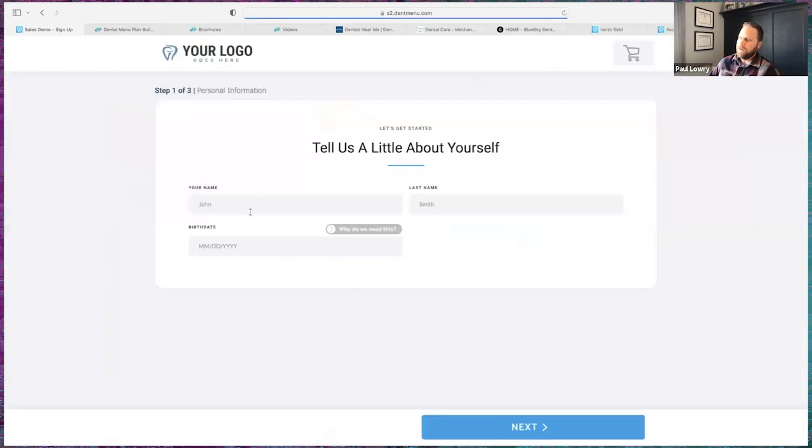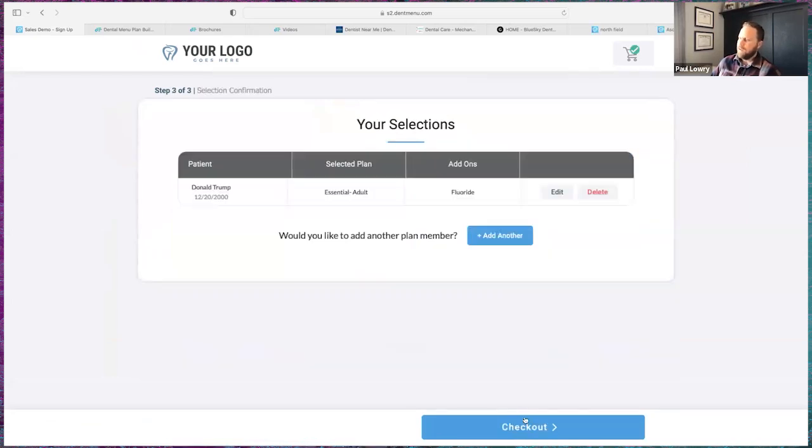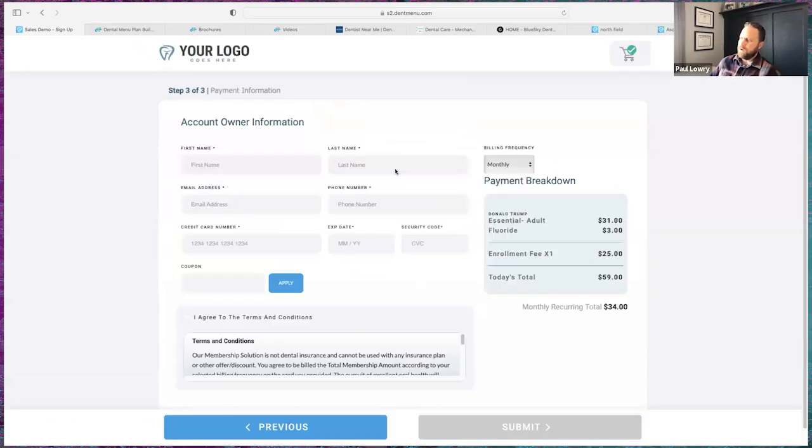I'll just sign somebody up here and show you how it works. You guys might be doing this up front. I don't know if you'll sign up Donald Trump, but you'll sign somebody up. So if you sign up a patient here and they decide they want to come in every 6 months and add fluoride, what happens at the checkout process is we set up a merchant account, Kyle, for the practice. The practice owns the merchant account, the business name and everything else, but our software is engineered around it. So the patient will come into the online sign up.